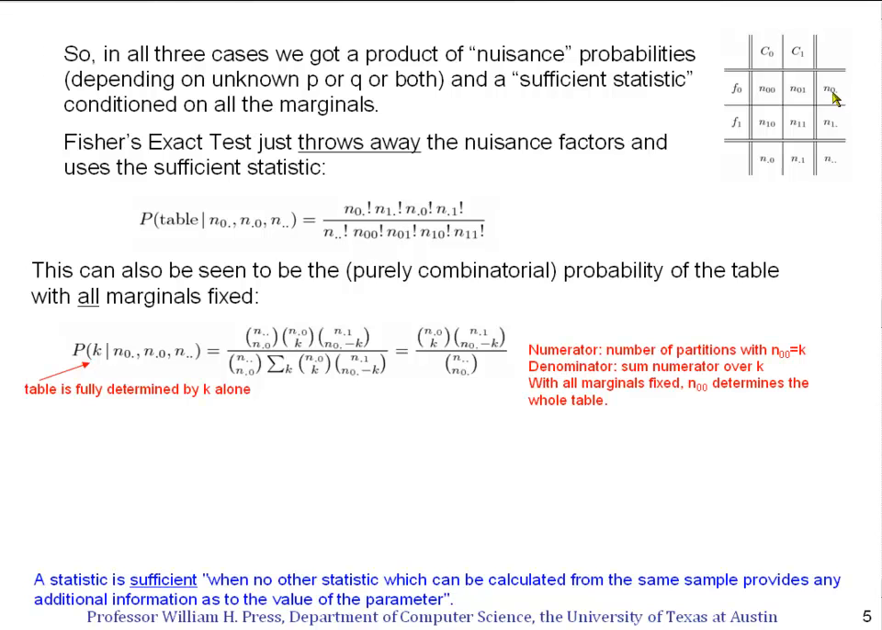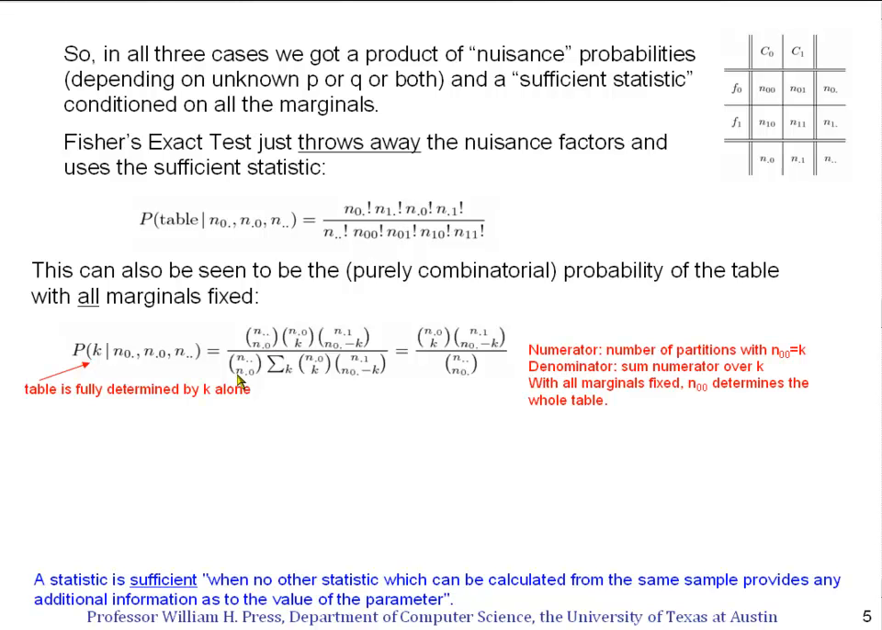Why minus k? Because although there were n0 dot events in this row, we already assigned k of them here, and therefore it has to be drawn from the other ones. So that's the numerator, the number of contingency tables that have all of the same fixed marginals as our data. Now we want the probability of seeing the value k, so we have to normalize this by dividing by the sum of the numerator over all possible values of k.